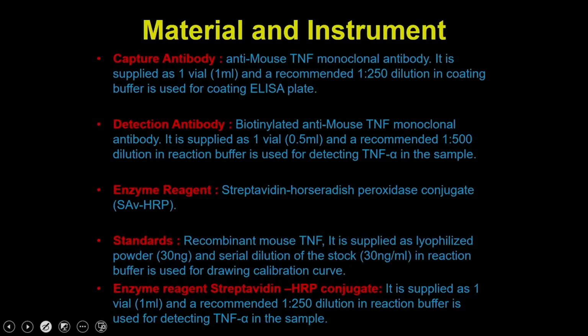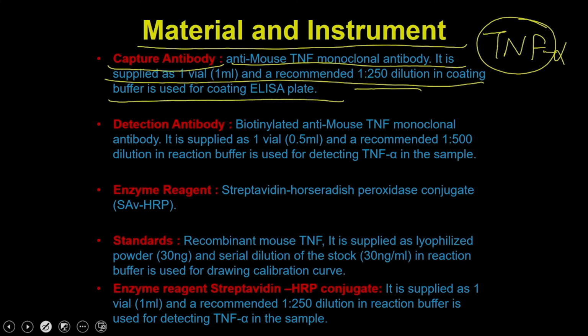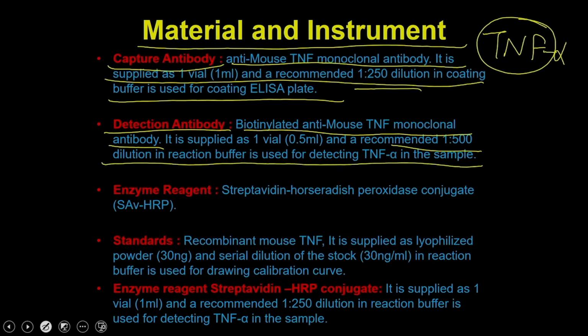Let us see how to do that and what materials are required. First, you require a capture antibody. In this case we are showing you the ELISA for TNF alpha from a patient sample. You use the anti-mouse TNF alpha monoclonal antibody at a 1:250 dilution in coating buffer for coating the ELISA plate. Then you require a detection antibody. A biotinylated anti-mouse TNF alpha monoclonal antibody is used, at the recommended 1:500 dilution in the reaction buffer, for detecting the TNF alpha in the sample.